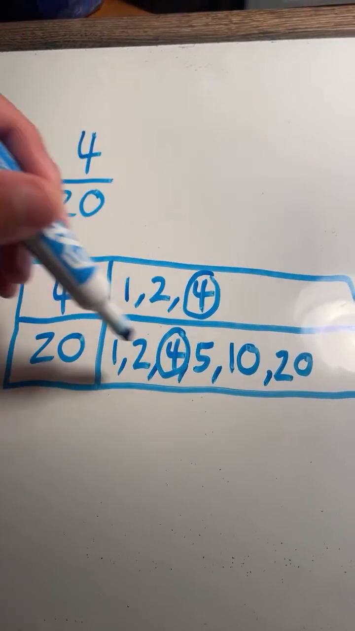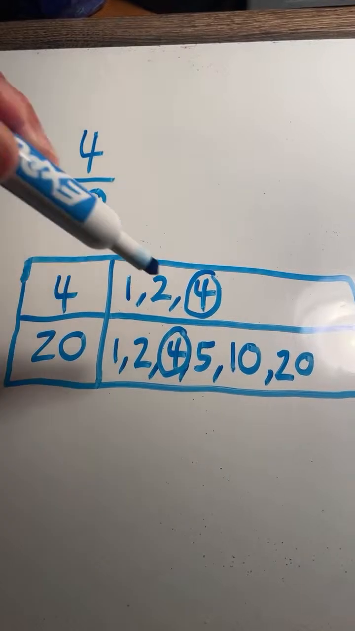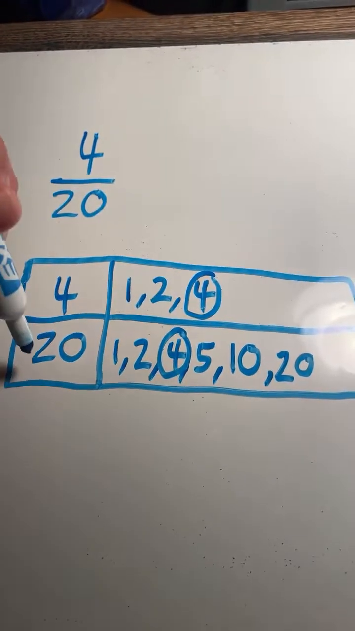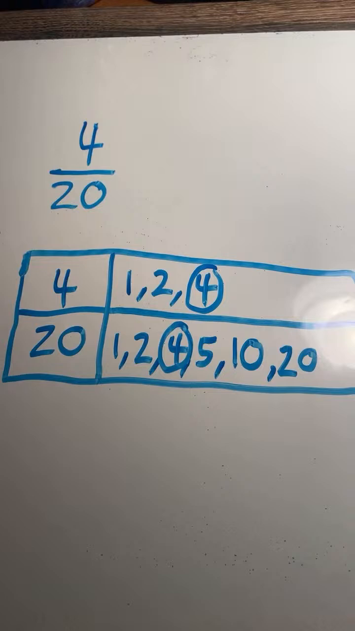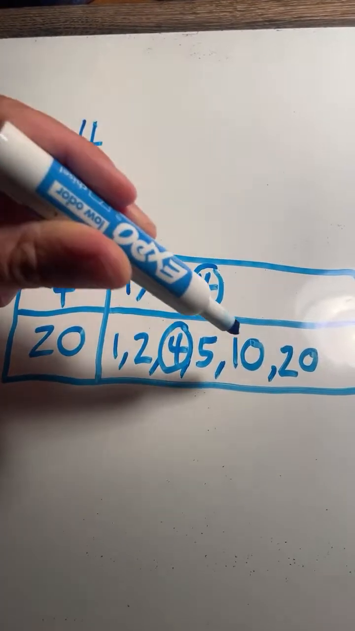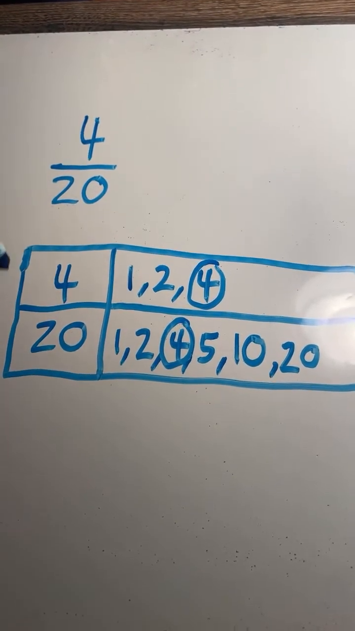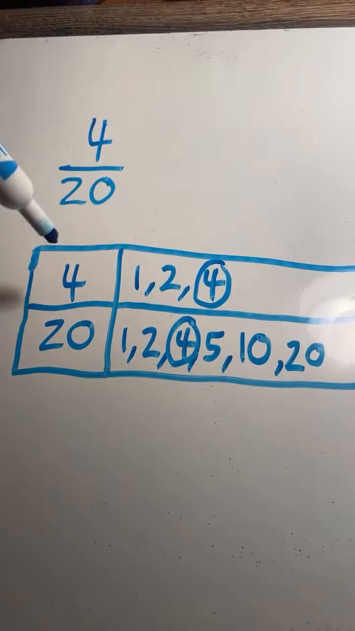5 is a factor of 20. 5 is not a factor of 4. 10 is a factor of 20. 10 is not a factor of 4. 20 is a factor of 20. 20 is not a factor of 4. So the greatest common factor between 4 and 20 is 4.